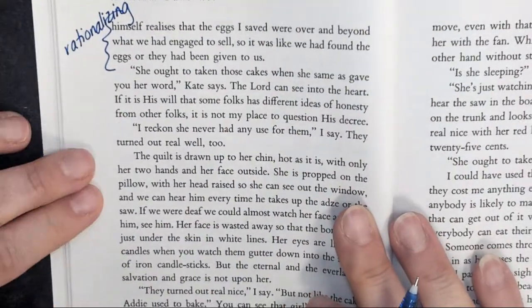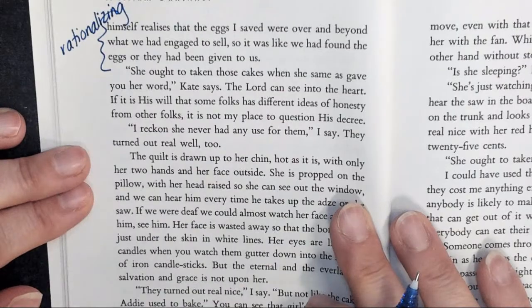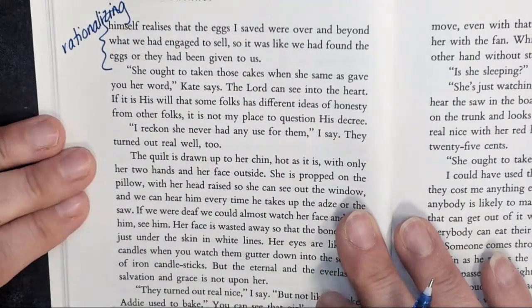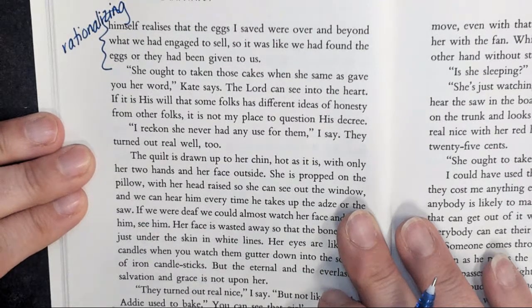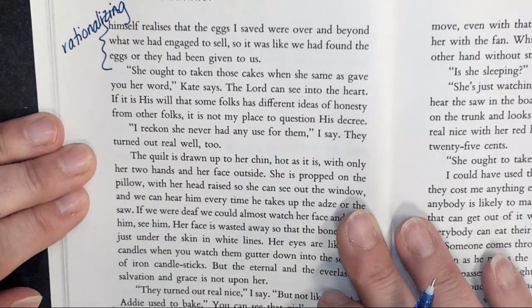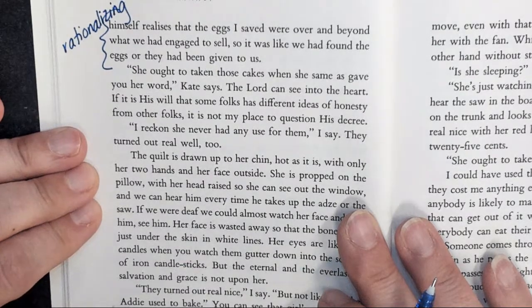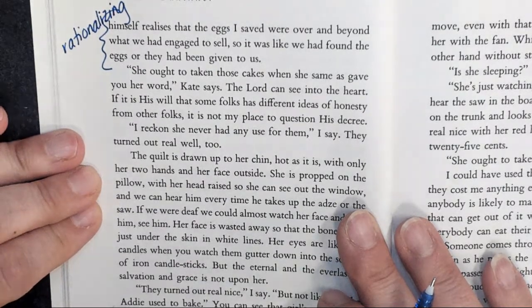She ought to have taken those cakes when she same as gave you her word, Kate says. The Lord can see into the heart. If it is his will that some folks has different ideas of honesty from other folks, it is not my place to question his decree. I reckon she never had any use for them, I say. They turned out real well, too.